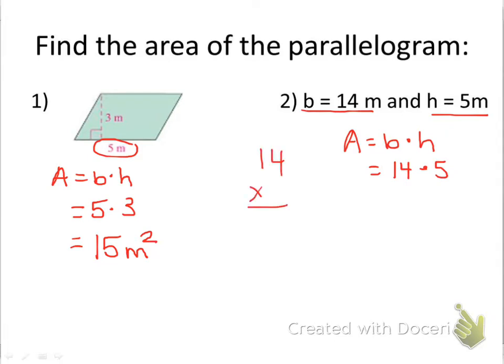Do that on the side. 5 times 4 is 20. 5 times 1 is 5, plus 2 is 7. So that means that our area is 70 meters squared.